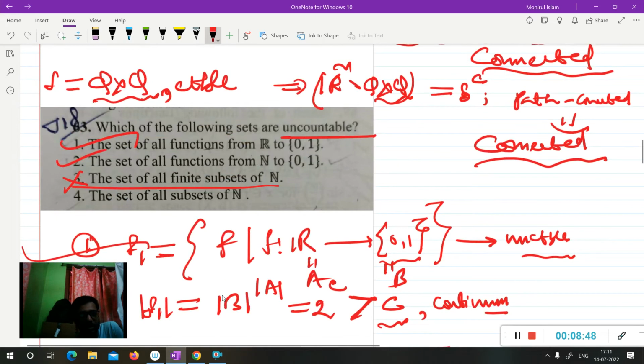Now the next set, the set of subsets of N, means the power set of N. The cardinality of the power set of a set is nothing but 2 to the power the cardinality of the set. So the cardinality of the power set of N is nothing but 2 to the power the cardinality of N.